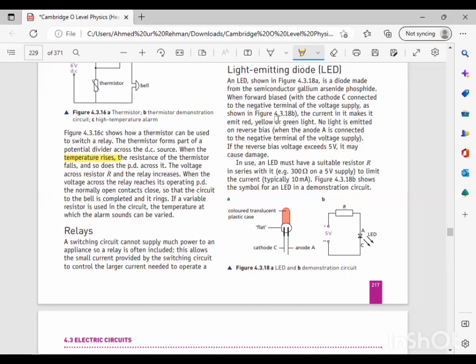So when you're talking about forward bias, in chemistry also we studied that we connect the negative terminal to the, for example, here the cathode is connected to the negative terminal, right? Now when I connect the anode to the negative terminal instead, that is going to be reverse bias, right? Now in use, an LED must have a suitable resistor in series with it, to limit the current. What is going to happen when it's going to limit the current?